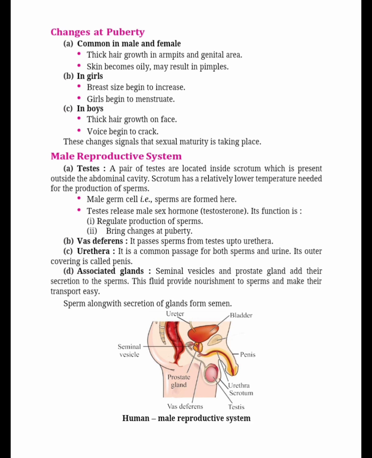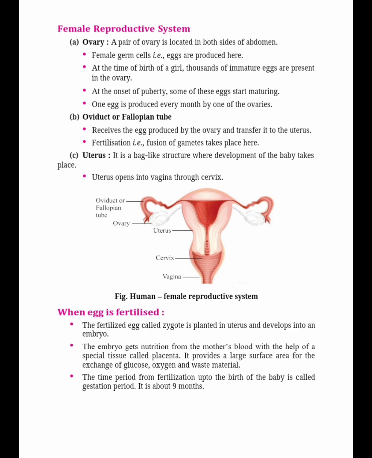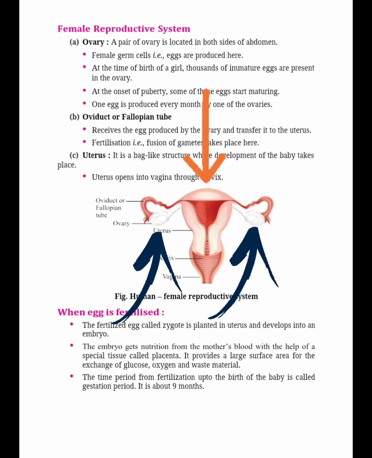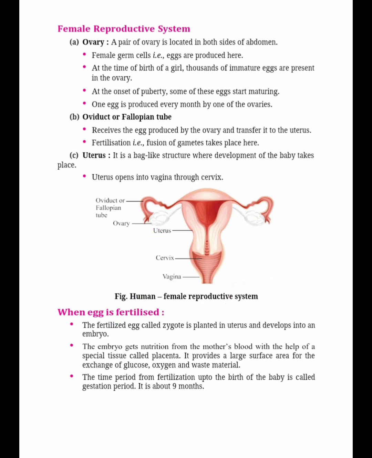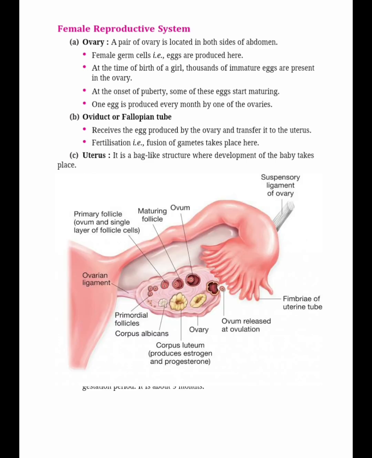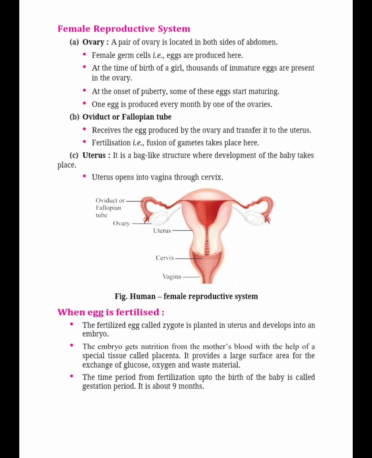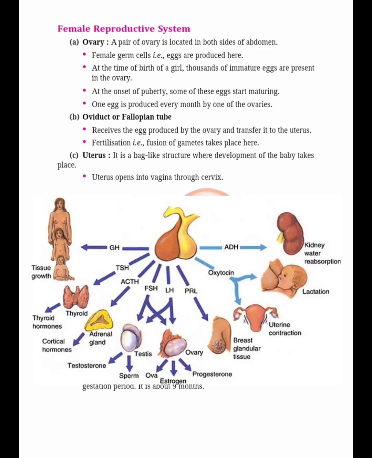Next we will move towards the human female reproductive system. The human female reproductive system consists of three things: ovary, oviduct or fallopian tube, and uterus. First, the ovary. A pair of ovaries is located on both sides of the abdomen region. Female germ cells, that is eggs, are produced here. At the time of the birth of a girl, thousands of immature eggs are present in the ovary. But at the onset of puberty, some of these eggs start maturing. One egg is produced every month by one of the ovaries.